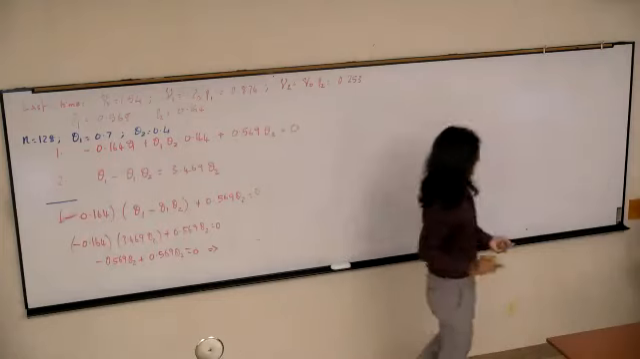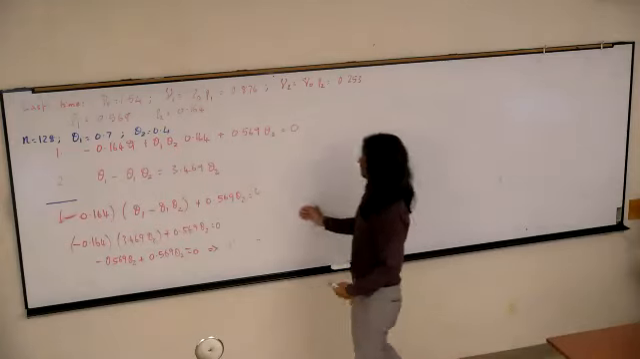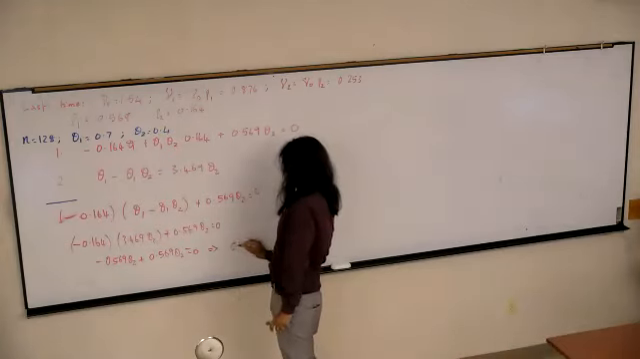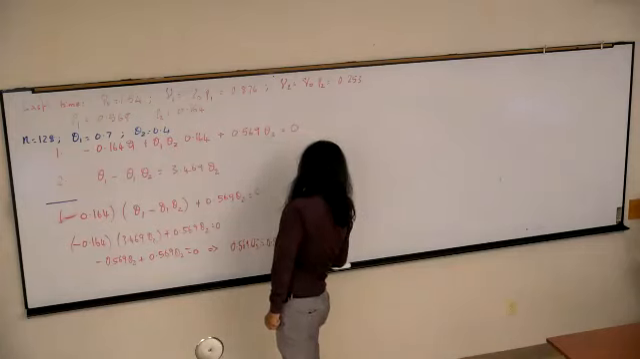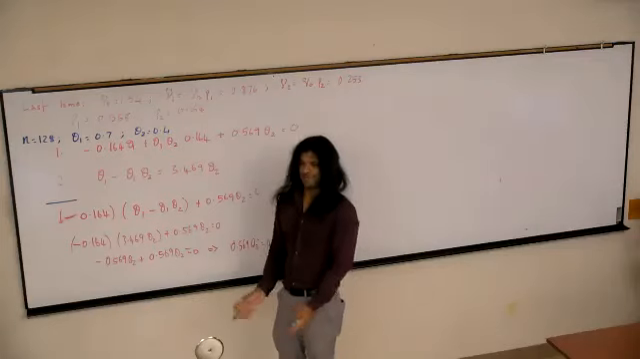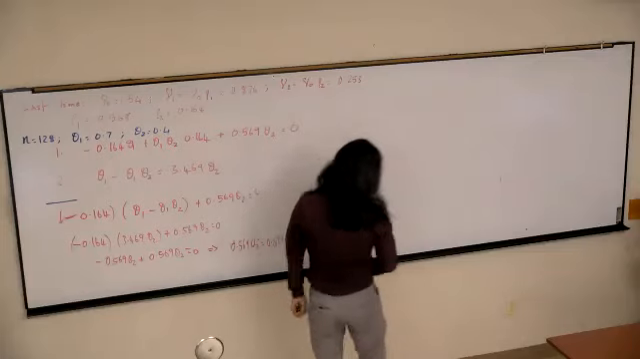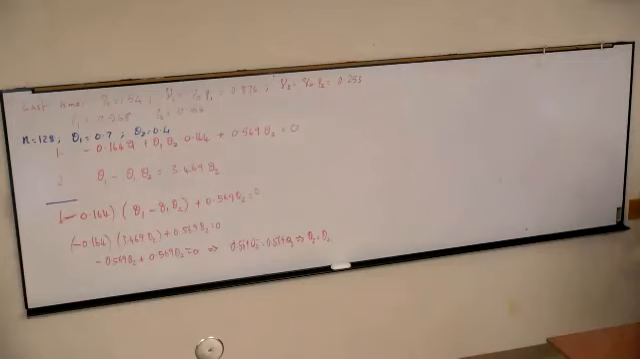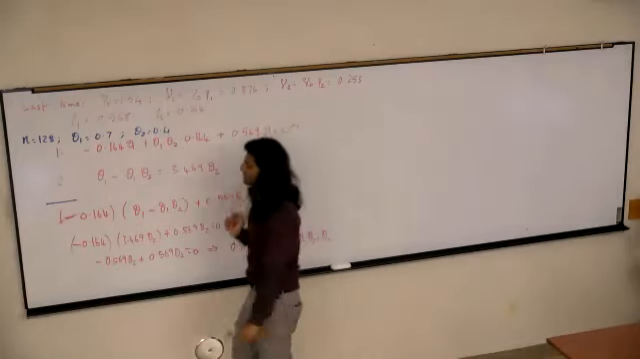Move negative 0.569 theta 2 to the other side. It is going to become positive. And eventually we would have 0.569 theta 2 equals 0.569 theta 2. Get rid of 0.569. Theta 2 equals theta 2. What a great conclusion. What a great way to estimate stuff. Right? Is that useful? No.